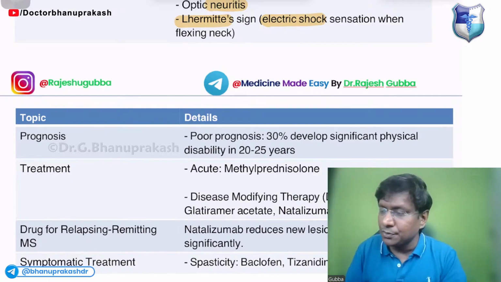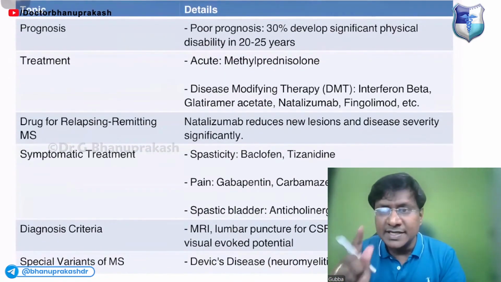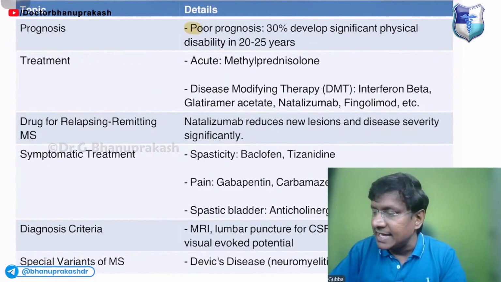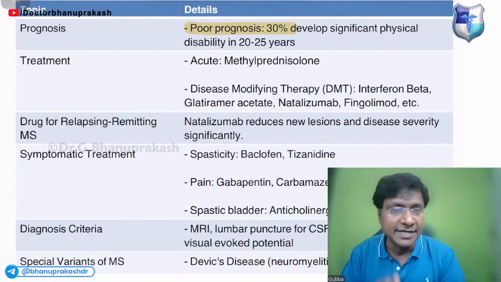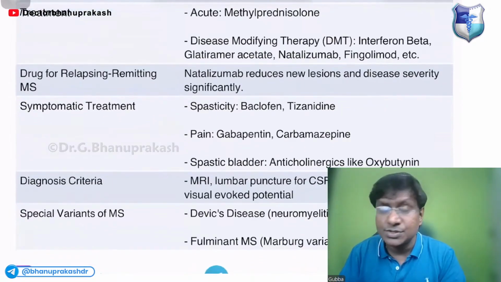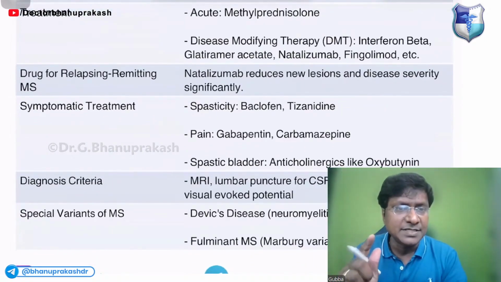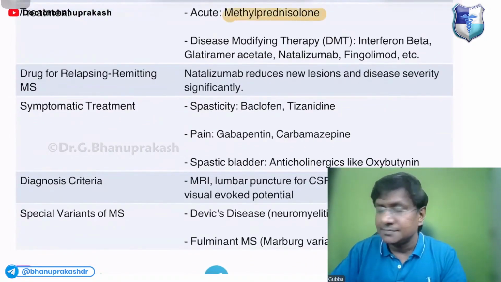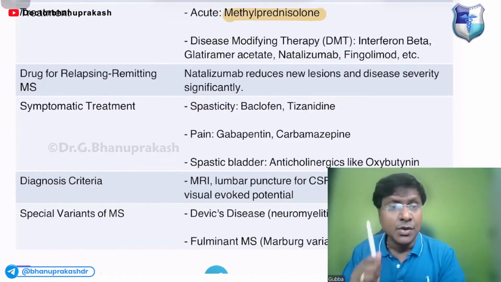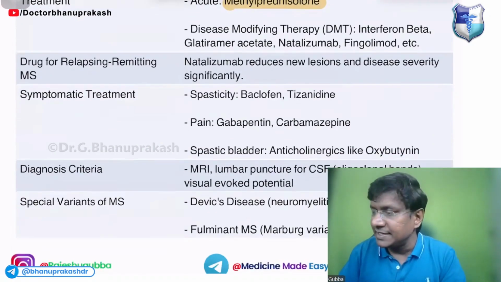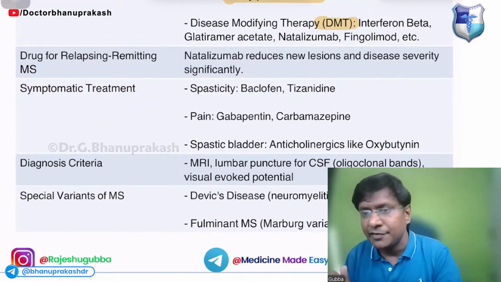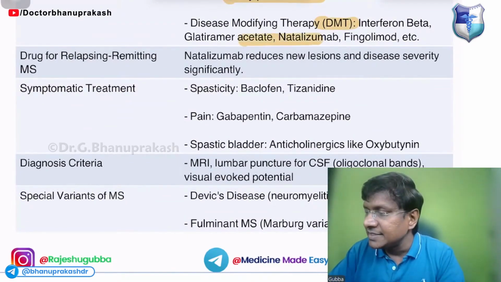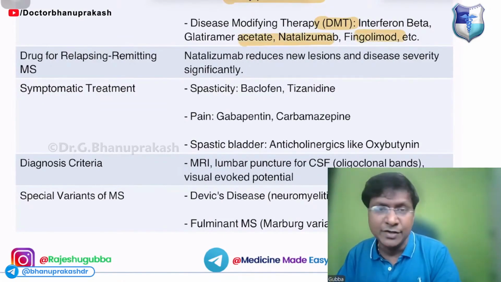And how is the prognosis in these patients? Almost 30% of patients have a poor prognosis and develop physical disability. And how do you treat these patients? Acute episodes of multiple sclerosis are treated with methylprednisolone, whereas in chronic cases you need to give disease modifying therapy, and the drugs include interferon beta, glatiramer acetate, natalizumab, as well as fingolimod.